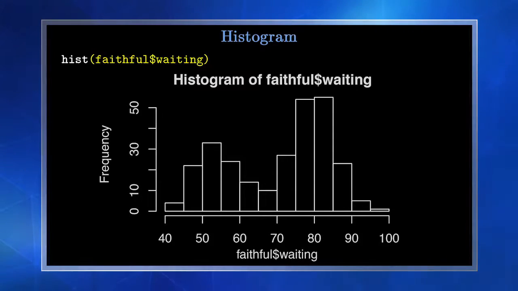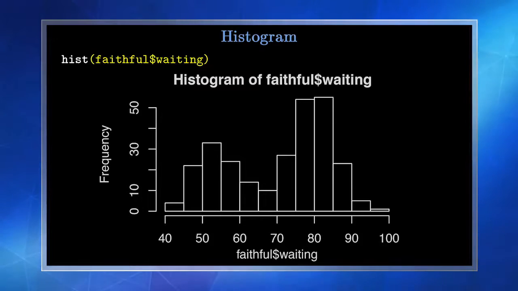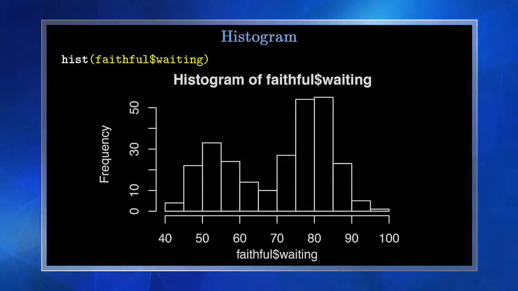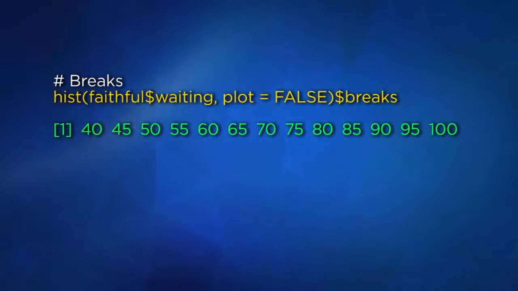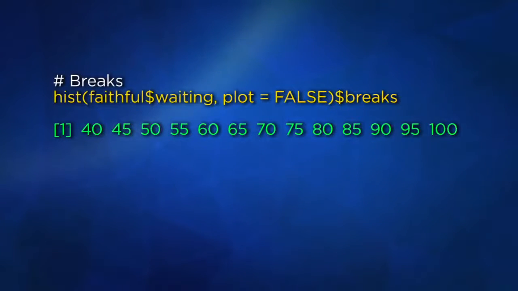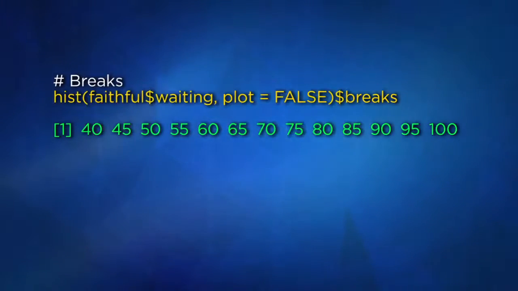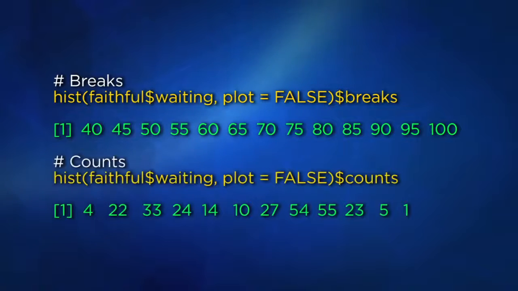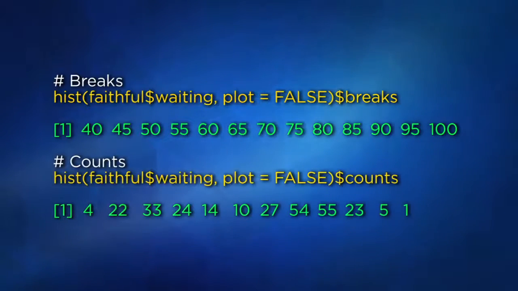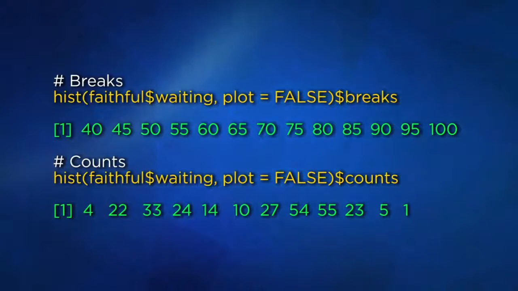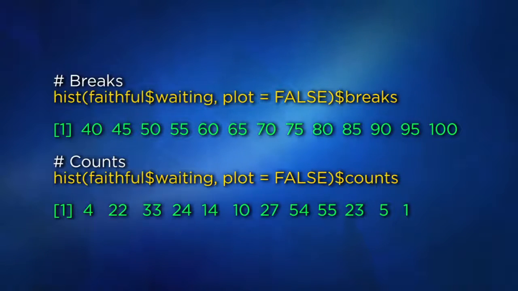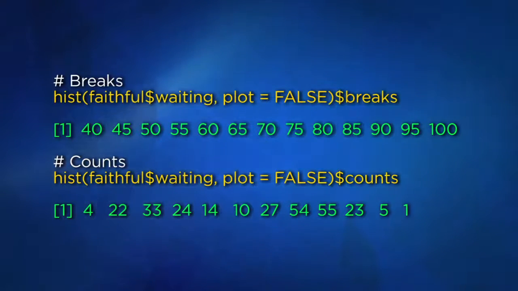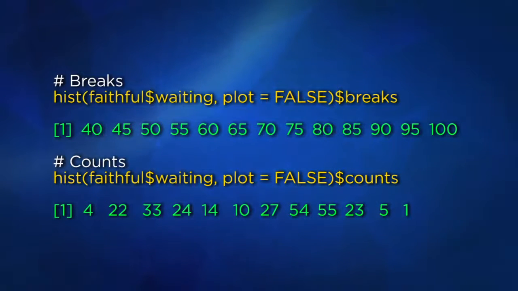If we look at our histogram, we can actually see the counts that are used and the bin size, and that comes out when we run the following code. Histogram of faithful waiting, but now plot is equal to false. Notice here, this is telling us where the breaks are. The breaks are at 40, 45, 50, 55, 60, and so on. How many counts are in each bin? Well, that's what that code gives us. There are 4 counts in the bin that goes from 40 to 45. There are 22 counts in the bin that goes from 45 to 50, 33 counts in the bin from 50 to 55, and so on.